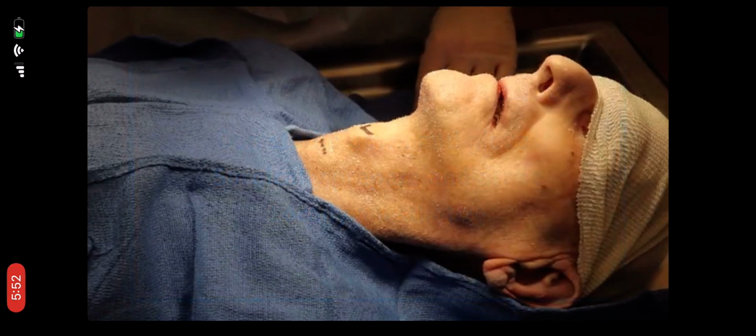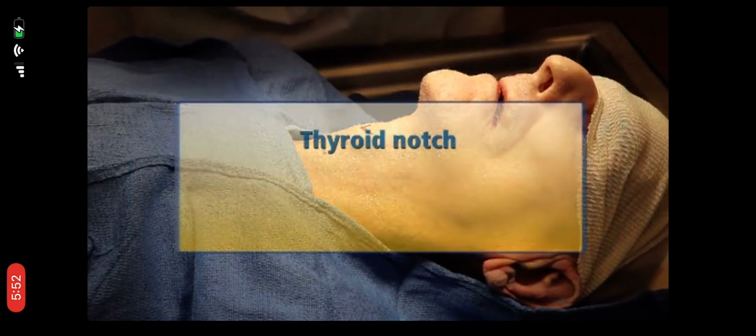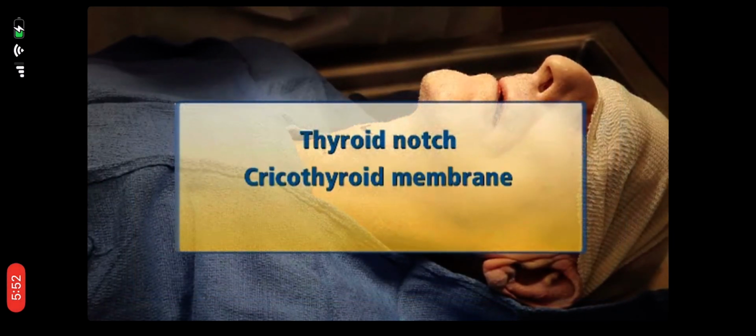The appropriate landmarks should be identified to include the thyroid notch, the cricothyroid membrane at the bottom of the thyroid cartilage, and the sternal notch.